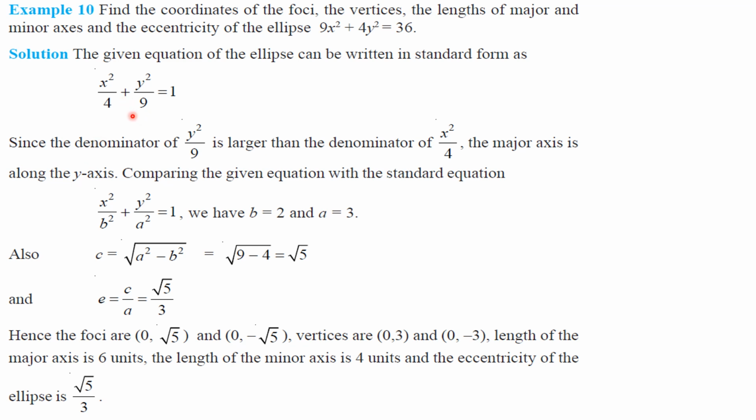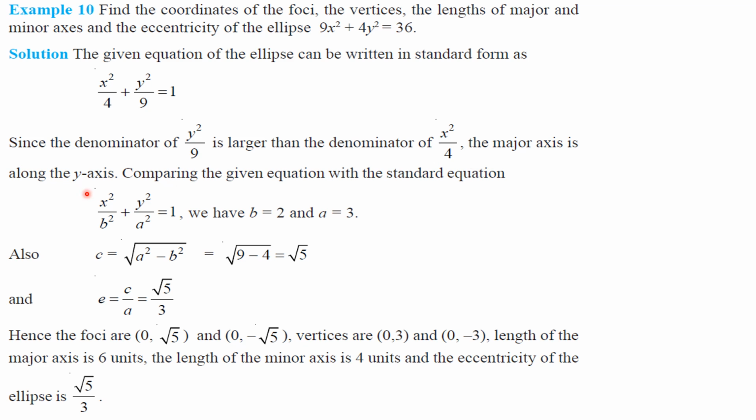If you observe the denominators of x square and y square, what is the denominator of x square? 4. What is the denominator of y square? 9. So by comparing these two numbers, which number is greater? 9. Yes or no, my children? So the denominator of y square is larger than the denominator of x square. Yes or no, my children? Right. Since the denominator of y square, 9, is larger than the denominator of x square, 4, the major axis is along the y axis. Okay, my children, understood this point?